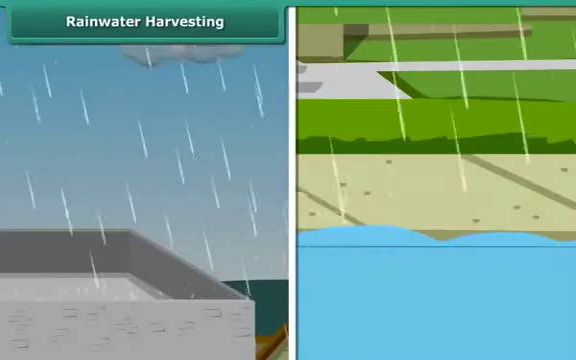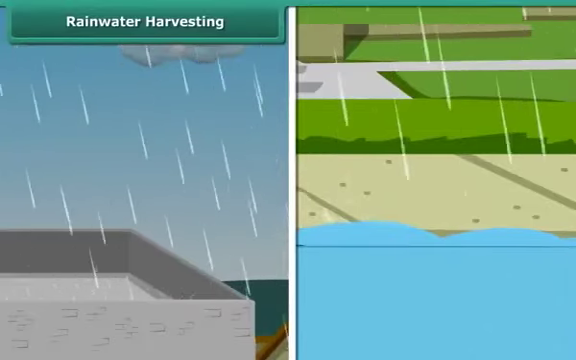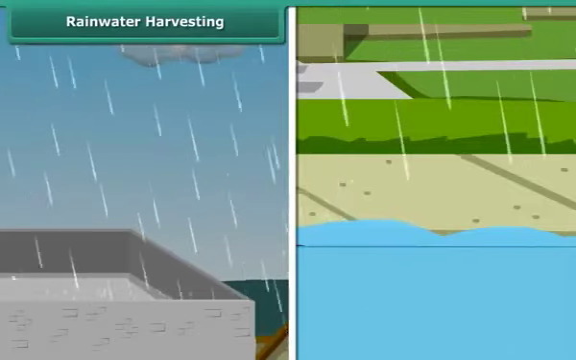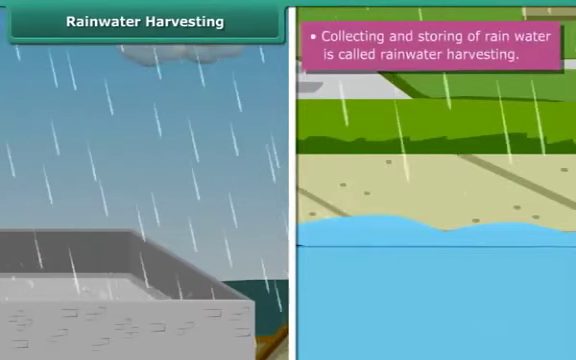If we collect and store all the rainwater that collects on our terraces, roads, and pavements, instead of letting it run into ditches, we could actually have vast reserves of water. Collecting and storing of rainwater is called rainwater harvesting.